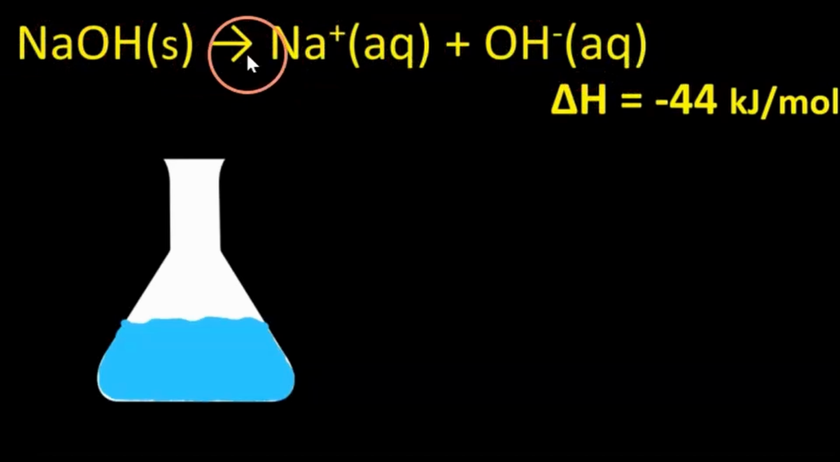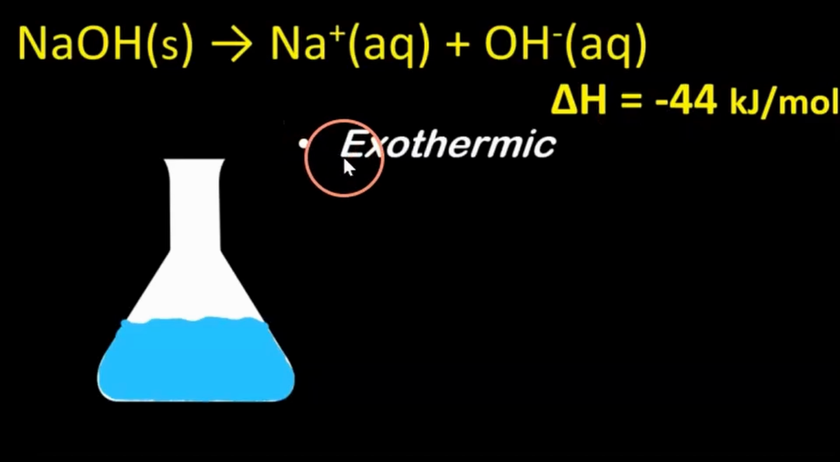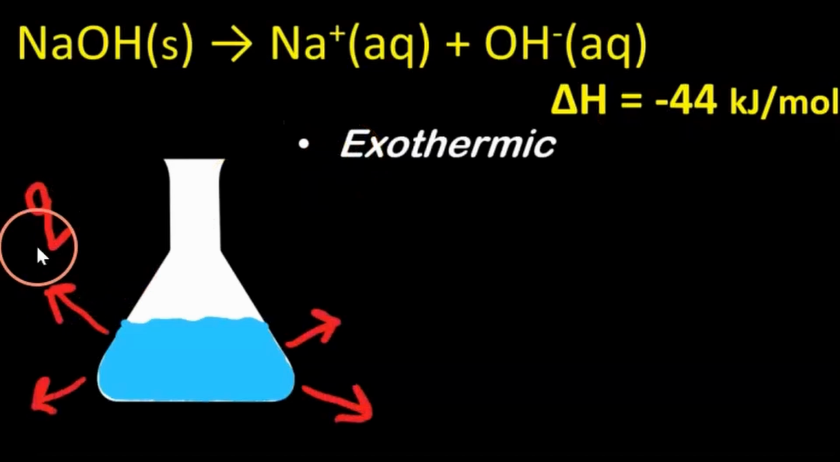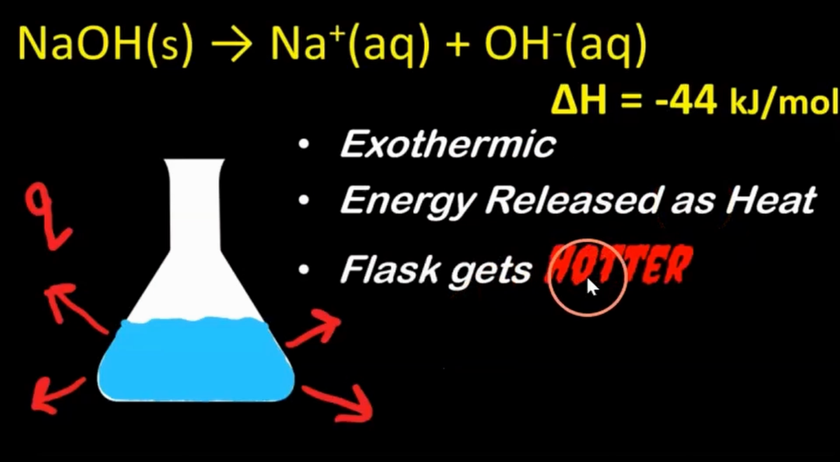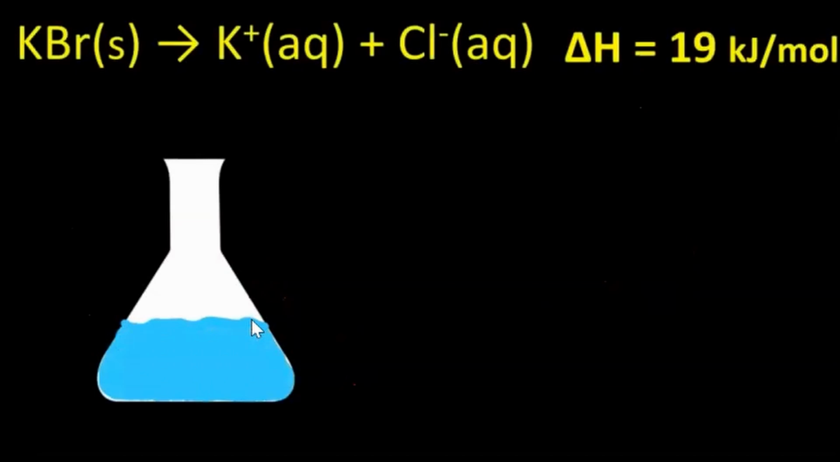Okay, so for chemical reactions, this is a chemical reaction right here. We have sodium hydroxide reacting and breaking up into its ions in solution. And the delta H for this reaction is negative 44 kilojoules per mole. It's negative, which means it's exothermic. If it's exothermic, then we have heat transfer going away from the system out into the surroundings. So there's energy being released as heat. And as a result, the flask gets hotter because we're feeling that heat transfer that's coming out of it.